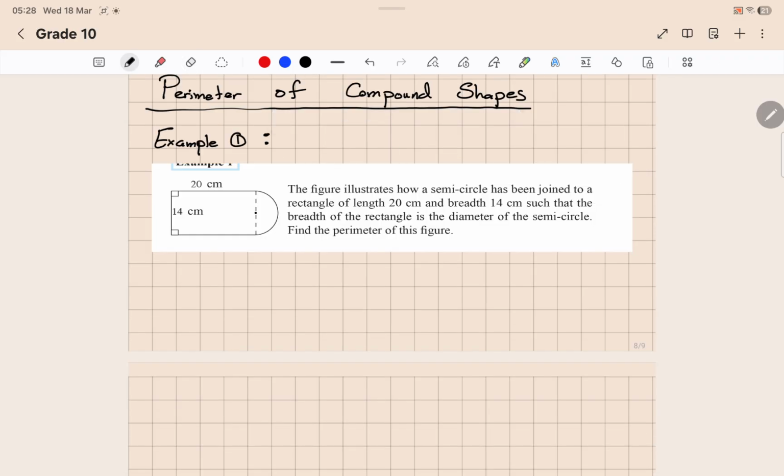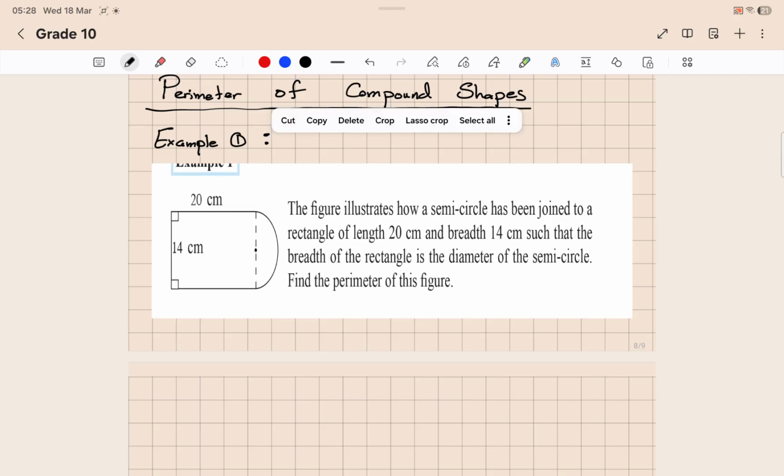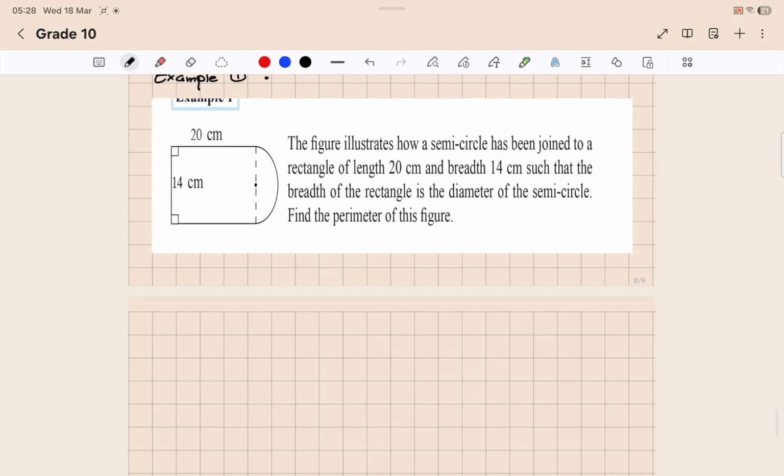So let's look at this example to understand how to find the perimeter of compound shapes. This figure is given. It's made up of a rectangular part and a semicircle. The rectangle has length 20, breadth 14. So the diameter of the semicircle is 14 centimeters, and the radius of the semicircle is 7 centimeters. Find the perimeter of this figure.